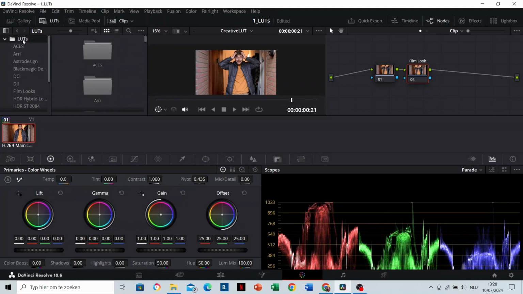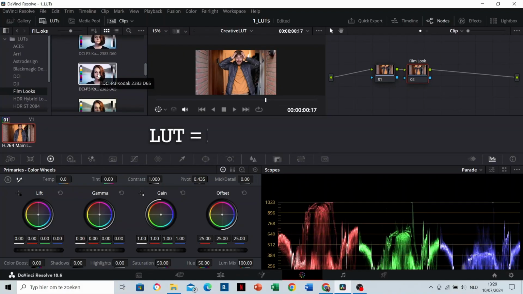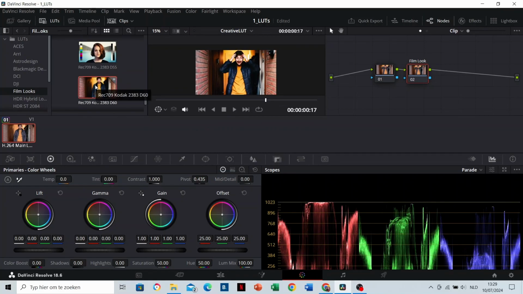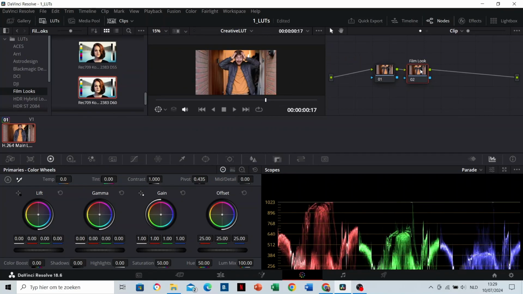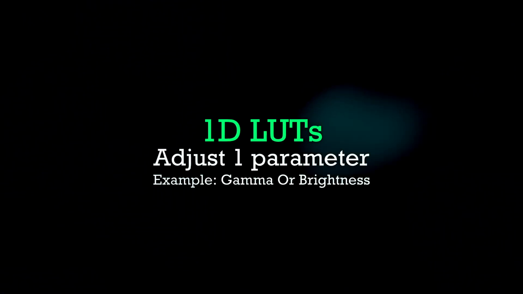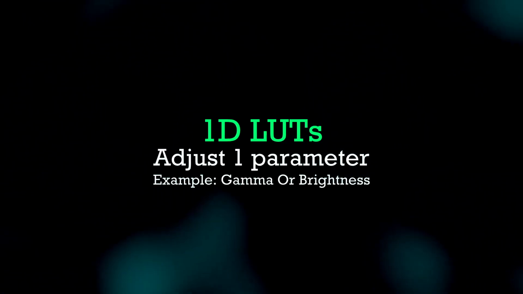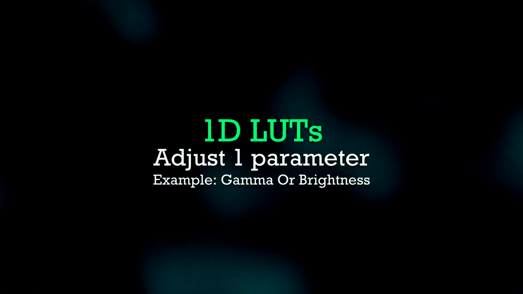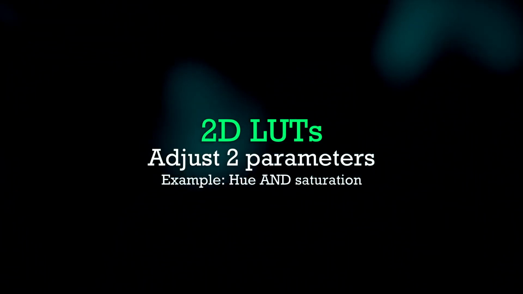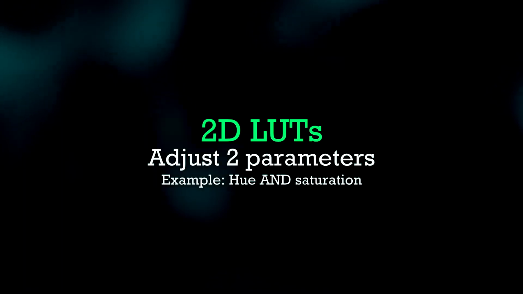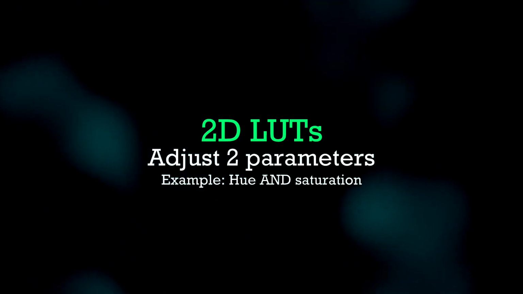Now let's go to the explanation of what a LUT is. Here you can see different LUTs. A LUT is an acronym for lookup table. A lookup table is a tool that can change several aspects of your image or video. There are 1D LUTs, 2D LUTs, and 3D LUTs. 1D LUTs adjust one parameter of the image, such as gamma or brightness. 2D LUTs adjust two parameters of the image or video, like hue and saturation, for example.